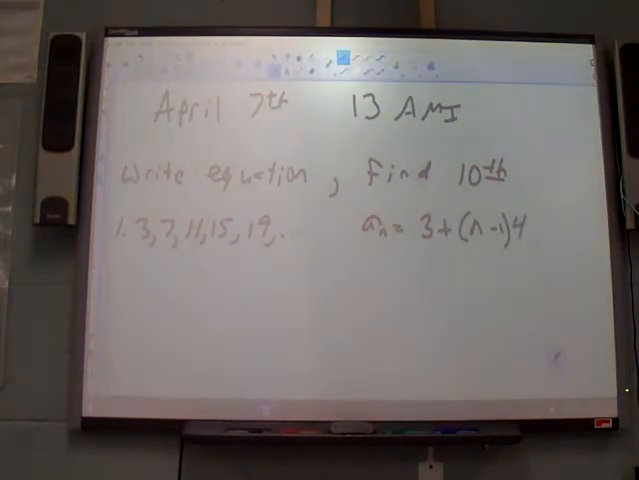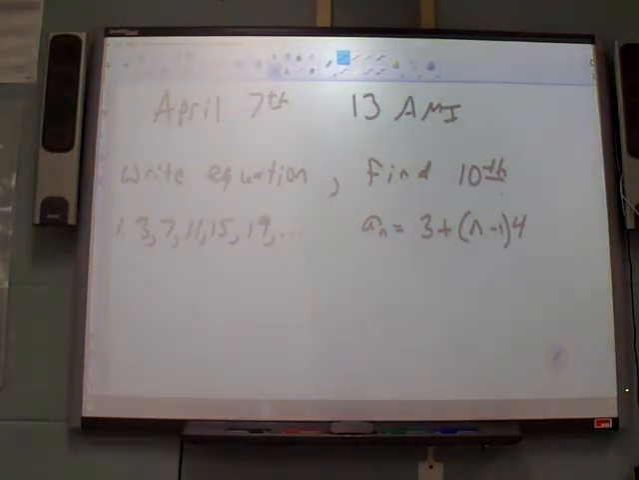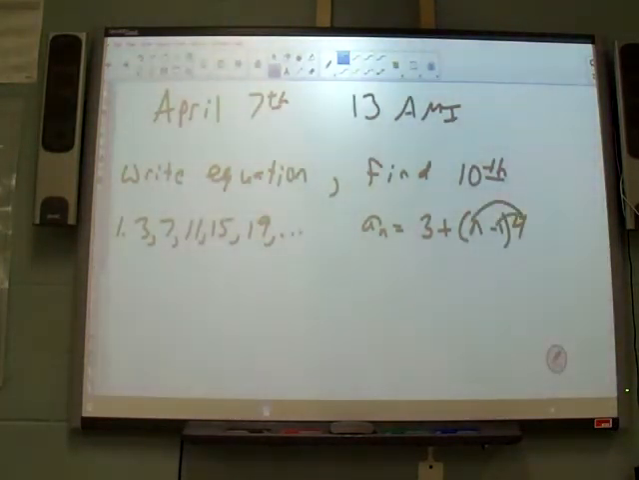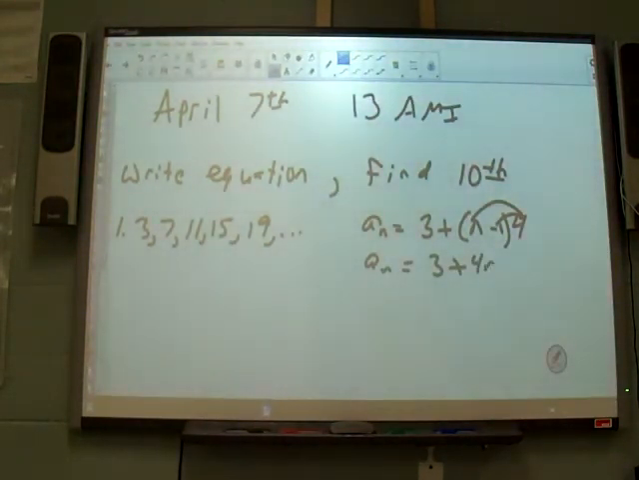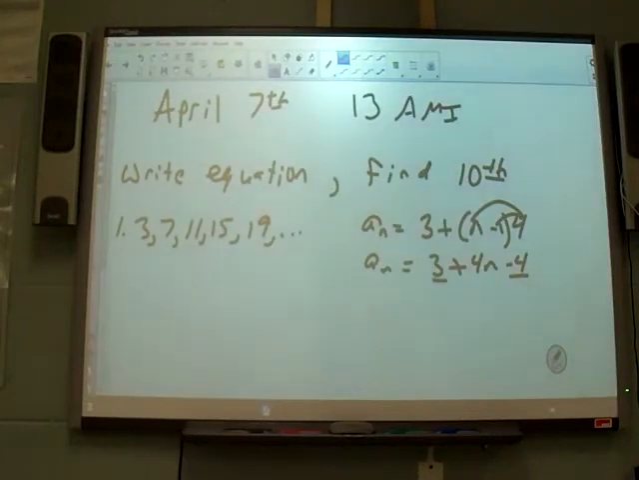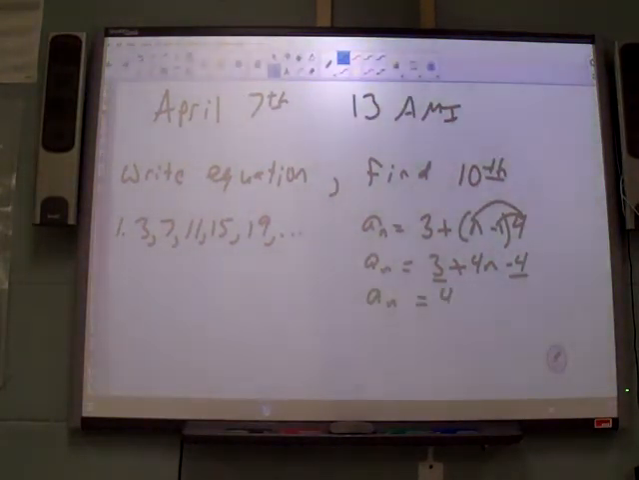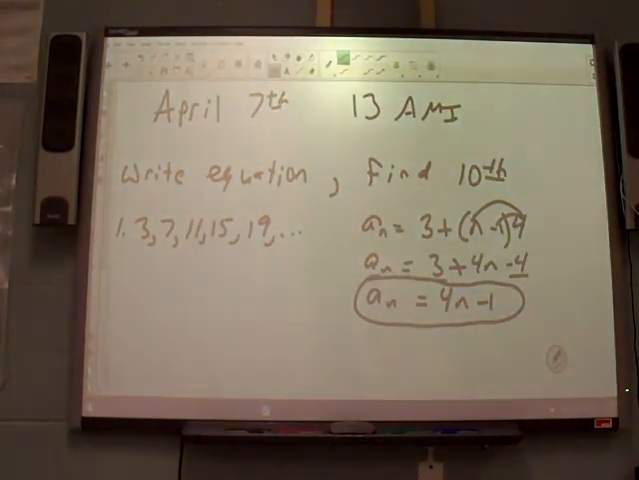our d is 4. Now that technically is an equation, but we're going to clean that up a little bit. I'm going to distribute this 4 here. So a sub n is equal to 3 plus 4n, distributing the 4, minus 4, and then you can combine those like terms. So for my first answer for number 1, a sub n is equal to 4n minus 1.